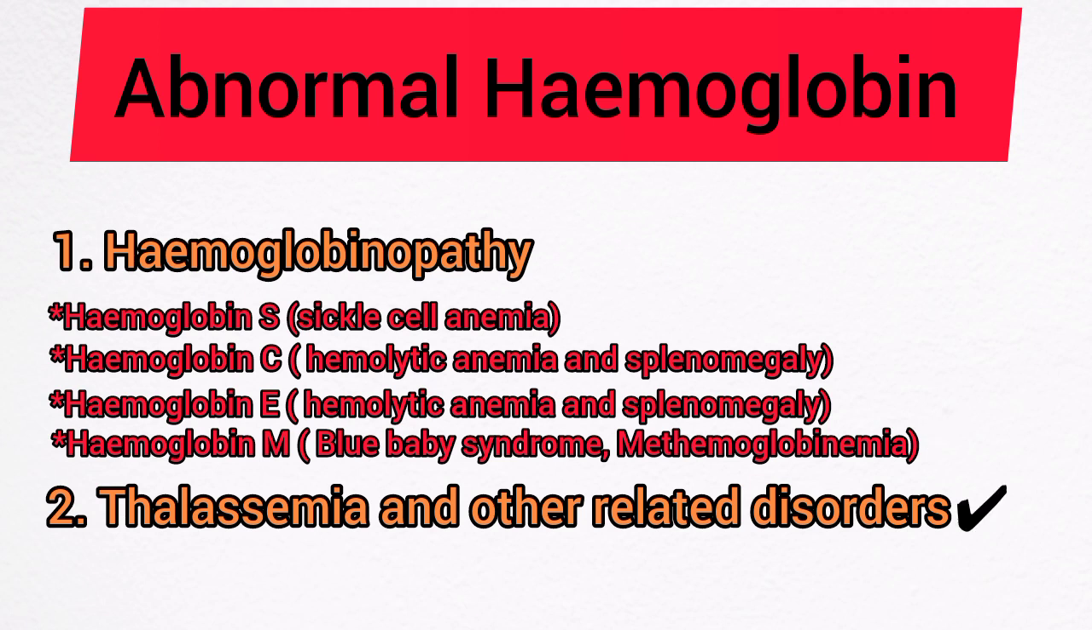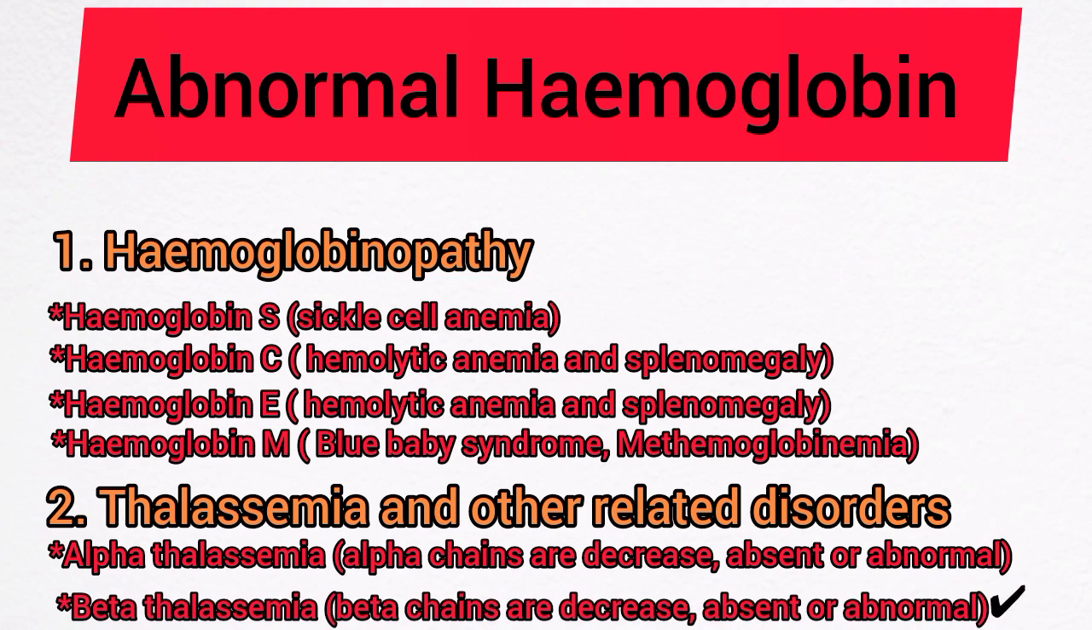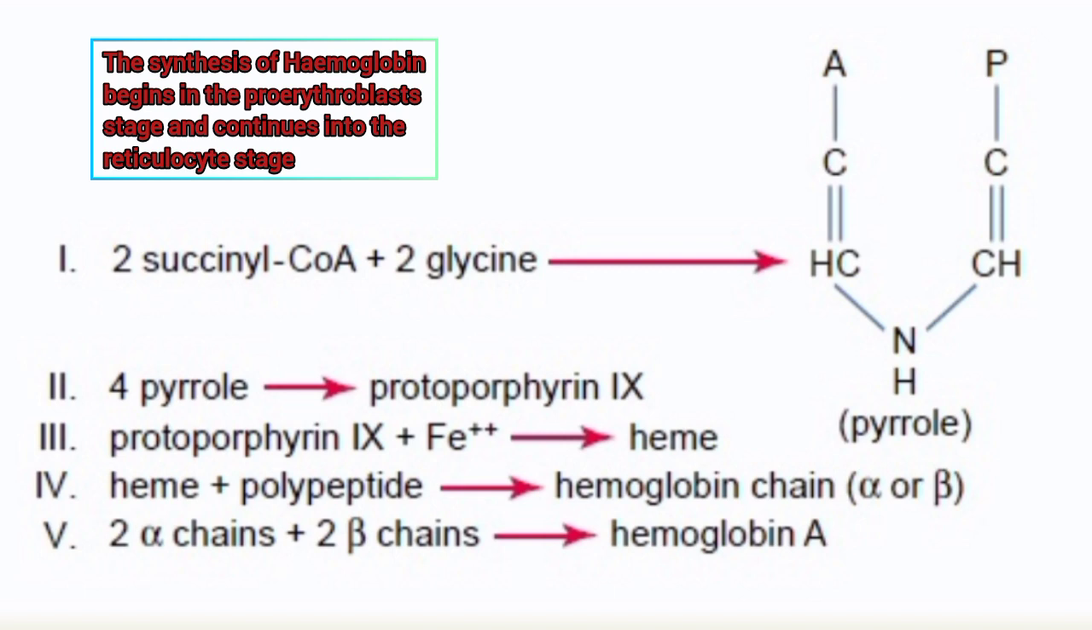Let's talk about hemoglobin in thalassemia and related disorders. In thalassemia, different types of abnormal hemoglobins are present. The polypeptide chains are decreased, absent, or abnormal. In alpha thalassemia, the alpha chains are decreased, absent, or abnormal. And in beta thalassemia, the beta chains are decreased, absent, or abnormal. The synthesis of hemoglobin begins in the proerythroblast and continues even into the reticulocyte stage of the red blood cells.